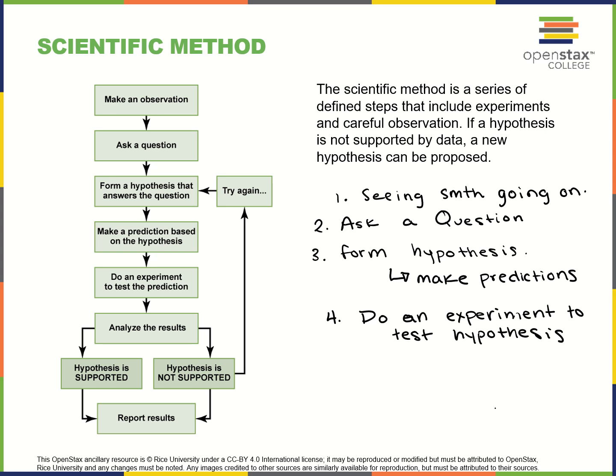After you've done the experiment, then you need to analyze the results. And from that analysis of your results, you will find out whether or not your hypothesis is supported or rejected. In science, we never say that our hypothesis was wrong. We say that it was rejected.